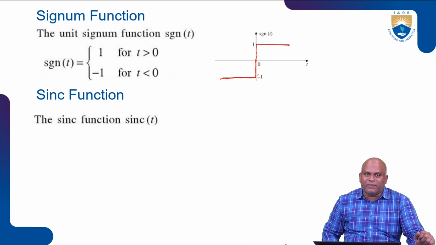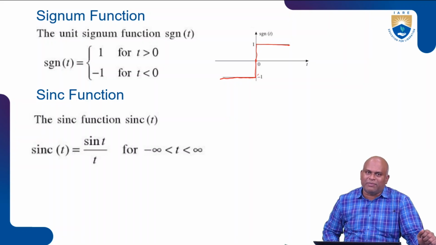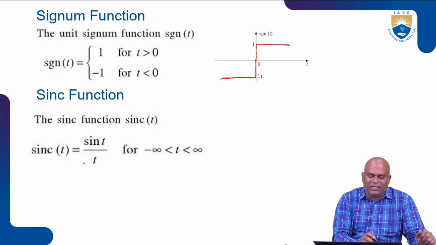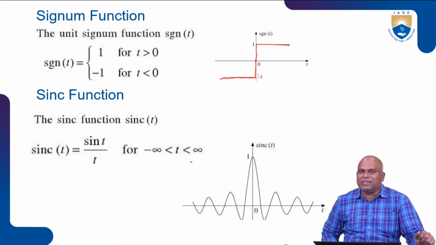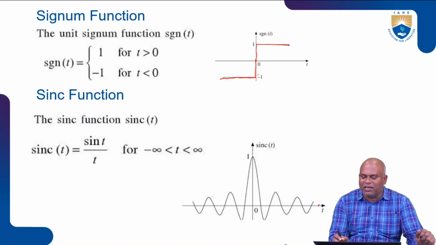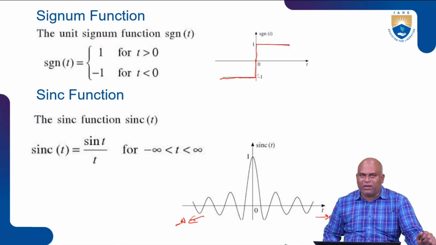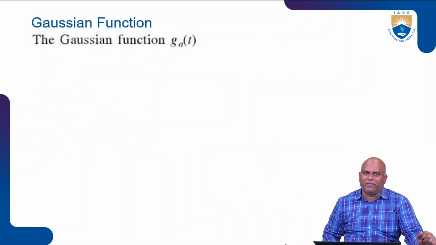The sinc function is represented by sinc(t) as a mathematical model. Sinc(t) is equal to sin(t) divided by t for minus infinity less than t less than infinity. As a graphical representation, it has a bell-shaped curve with negative portions. It continuously decreases up to when t equals infinity, as well as on the left side when t equals negative infinity. This is represented as the sinc function.